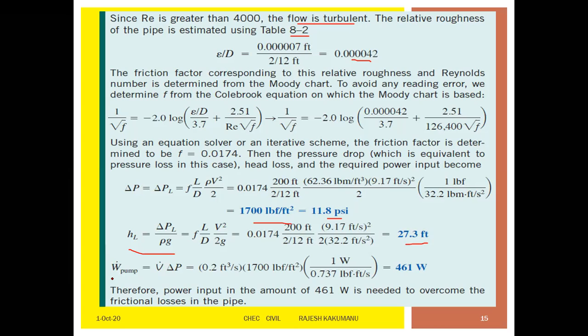Therefore, the power of the pump is V into delta P. So V is known, that is 0.2, and delta P is 1700. We are getting 461 watts. Therefore, a power input of 461 watts is needed to overcome the friction losses in the pipe. Got it? Next.